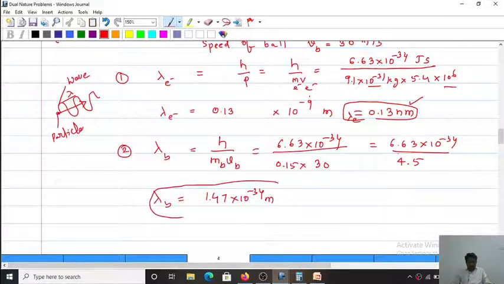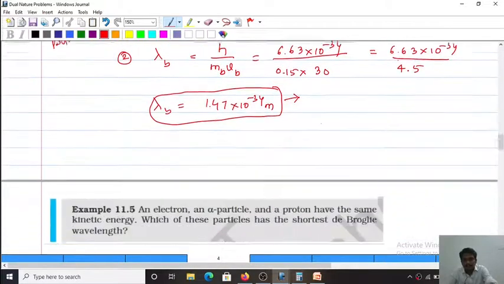So here the wavelength of the ball is negligibly small, very small. It is beyond experimental observation, so the wave nature is negligible here. Okay, right. This is about the fourth problem.